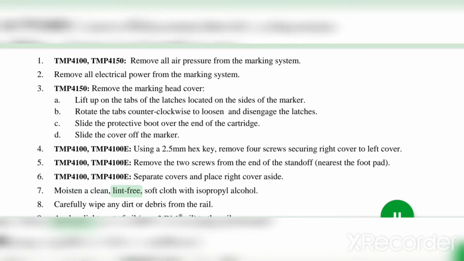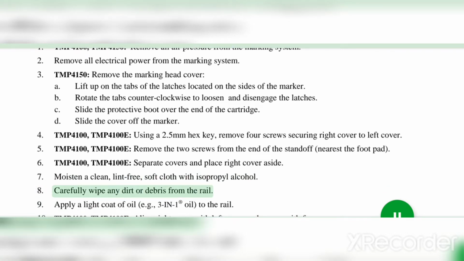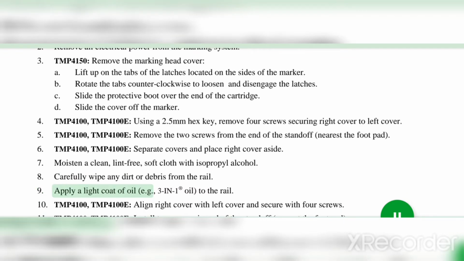7. Moisten a clean, lint-free, soft cloth with isopropyl alcohol. 8. Carefully wipe any dirt or debris from the rail. 9. Apply a light coat of oil, e.g., 3-in-1 registered sign oil, to the rail.